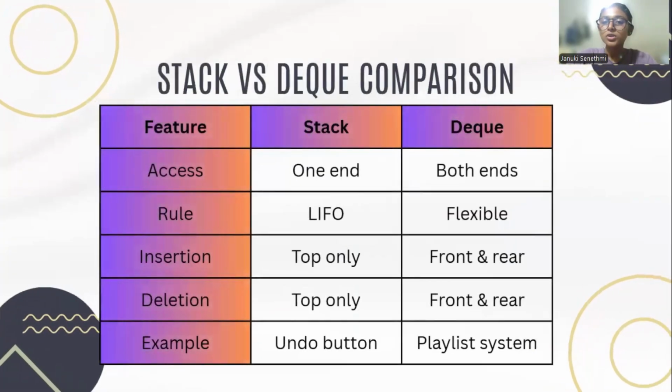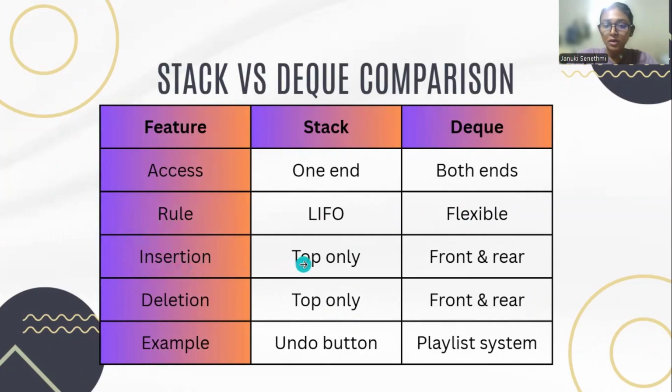So if we talk about the differences or the comparison between the stack versus deque, stack has access only on one end, whereas deque has access from both ends. Stack uses the LIFO rule, which means last in, first out. Deque is more flexible, where we can add or remove from both ends.